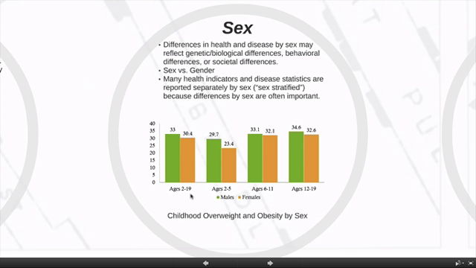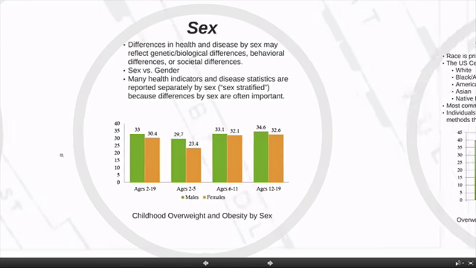Let's just look at the overall, because it reflects similar things to when we look by age. Overall, the prevalence of overweight and obesity is higher among males than females by about 3 percentage points. And if we look by age group, we can see that gap is greatest among the youngest children, and then it tends to even out among the older age groups.